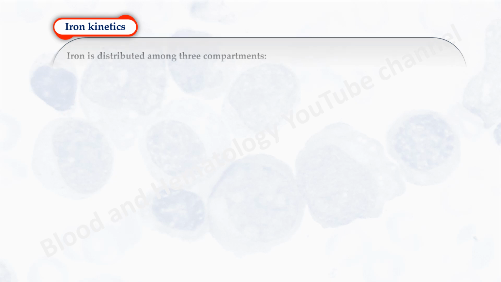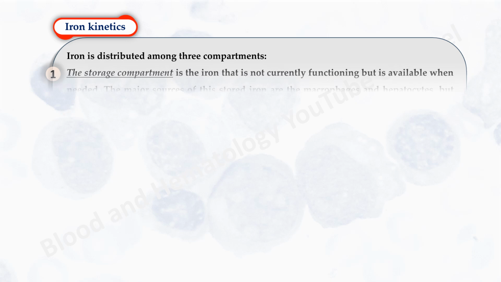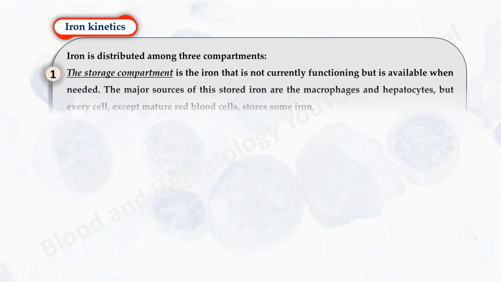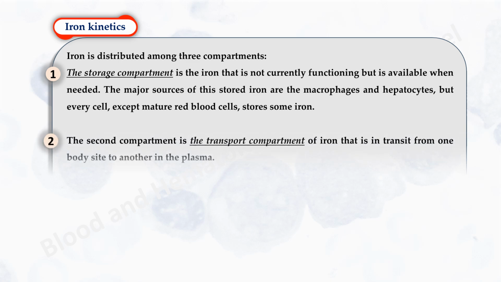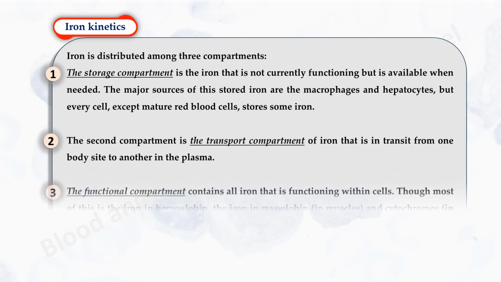Iron is distributed among three compartments. The storage compartment is the iron that is not currently functioning but is available when needed. The major sources of this stored iron are the macrophages and hepatocytes, but every cell, except mature red blood cells, stores some iron. The second compartment is the transport compartment of iron, that is in transit from one body site to another in the plasma.